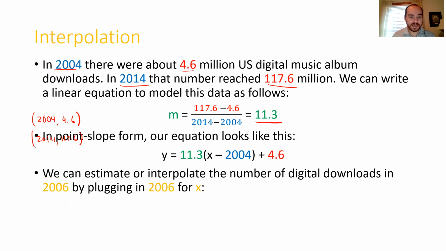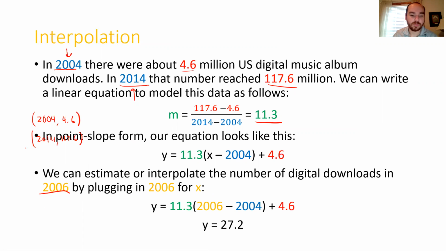So we can estimate or interpolate the number of digital downloads in 2006 by plugging in 2006 for x. Notice that 2006 is in between 2004, which is our smallest data point, and 2014, which is our biggest. So if we plug in 2006 for x, we get y equals 11.3 times (2006 minus 2004), which is 2. This is why point slope form is easier. So 11.3 times 2 plus 4.6 is 27.2. So we can estimate that in 2006, we had 27.2 million digital music album downloads.